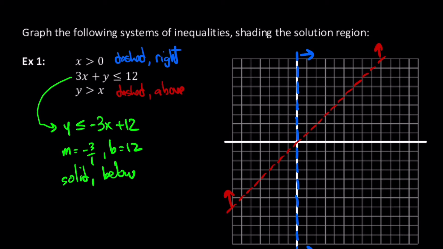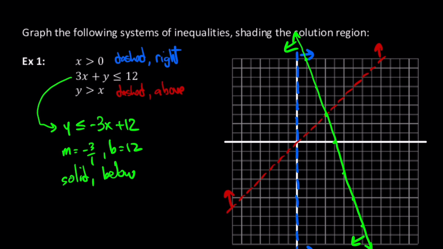All right, so let me see. Can I fit 12 on here? 1, 2, 3, 4, 5, 6, 7, 8, 9, 10, 11, 12. Now I'm off the grid a little bit. So down 3 over 1, down 3 over 1, down 3 over 1. And I just keep doing that. Solid line. All right, so let's sketch that in. And I shade below. So shading this way.